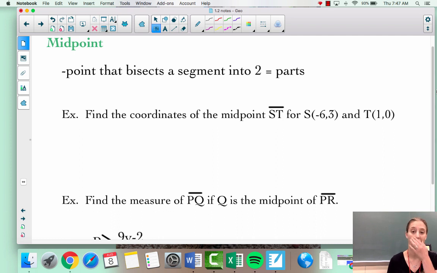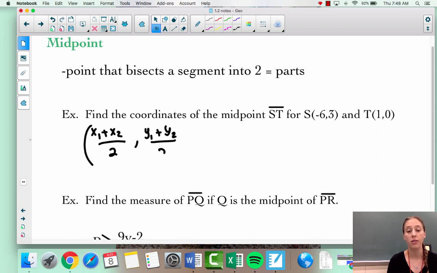You could do this on a graph. If you had a grid already and it was straight up and down or horizontal, by all means, just count halfway. But a lot of these segments are going to be slanted, and so you can't do that. So the easiest way to calculate the midpoint is to think of it like an average. So we're going to take the average of the x's and we're going to take the average of the y's. And in order to find the average, it's basically adding the x's together and dividing by 2 because there's 2 x's. And same with the y's. Add the y's together and divide by 2.